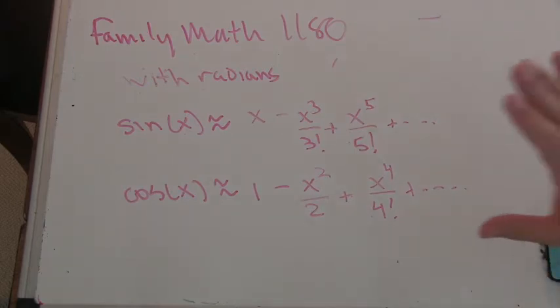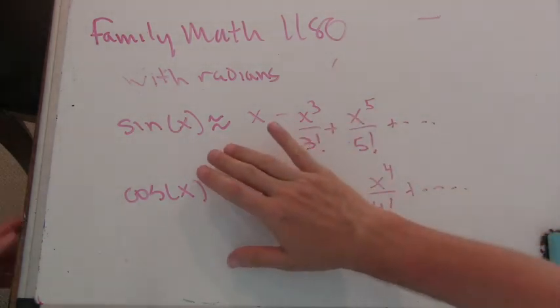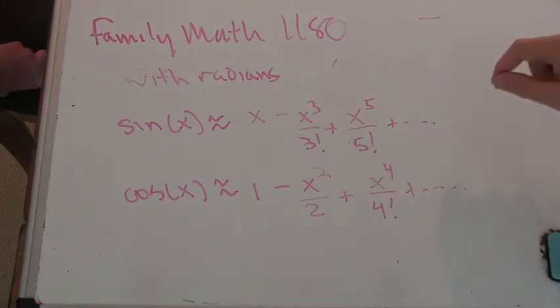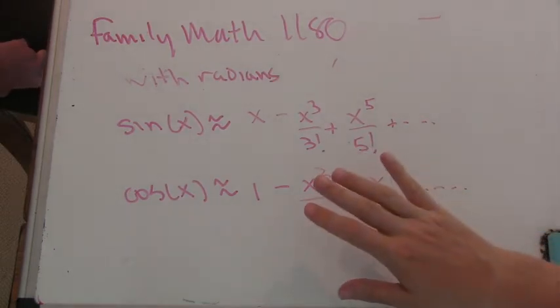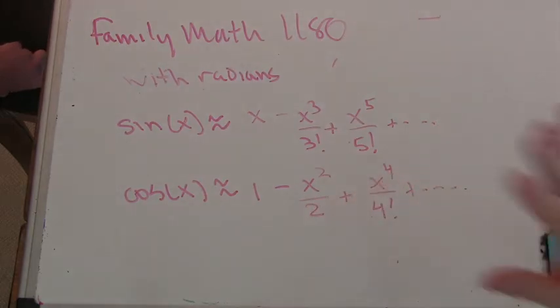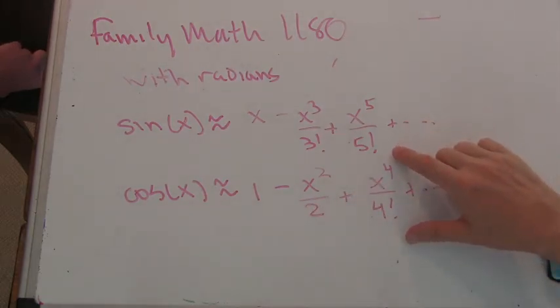So when you use radians and use this very natural way of measuring the distance around the circle, it turns out these complicated functions have really interesting and simple ways of approximating them.